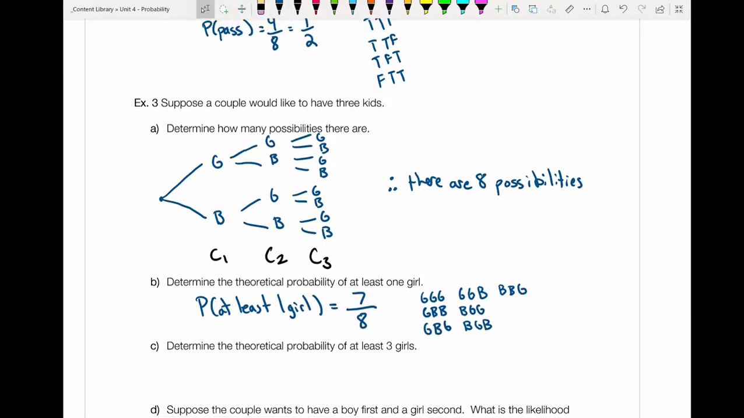C, determine the theoretical probability of having 3 girls. Again, there are 8 total possibilities, and there's only one scenario where we can have 3 girls, which is girl, girl, girl, because there are only 3 kids, so that's the only possibility.